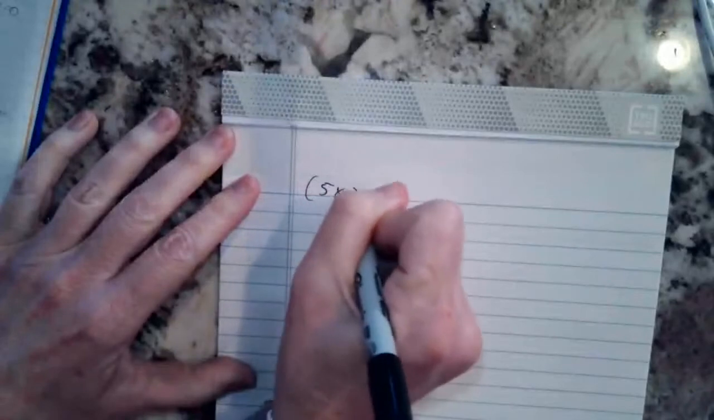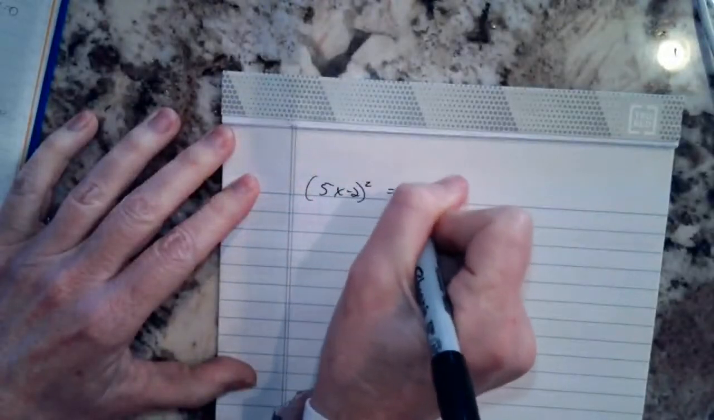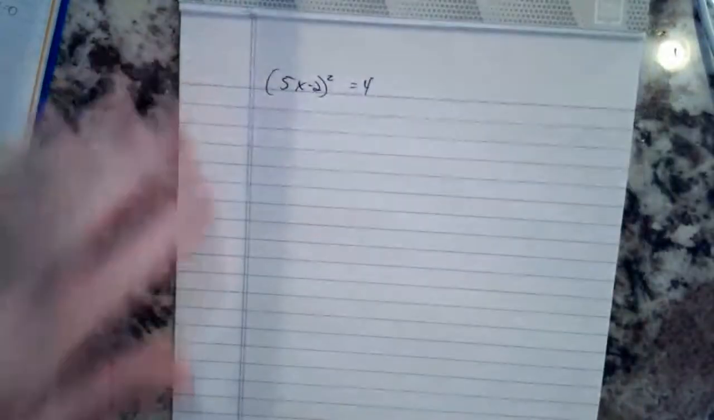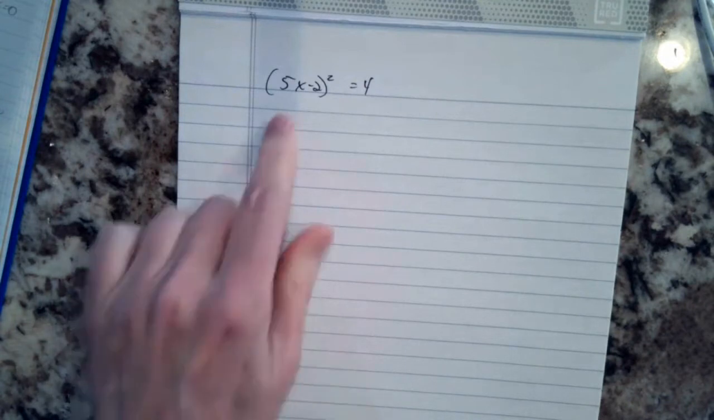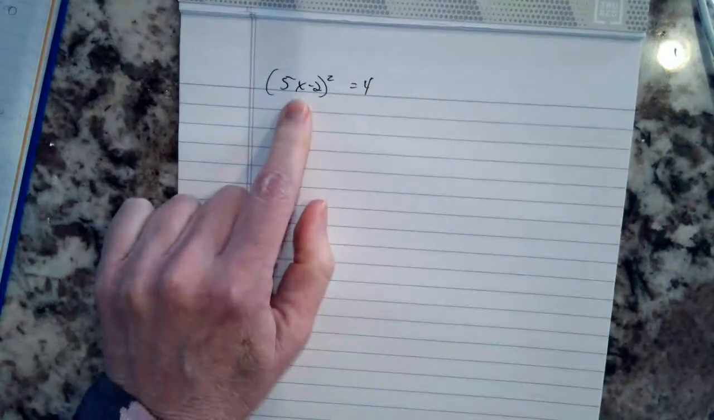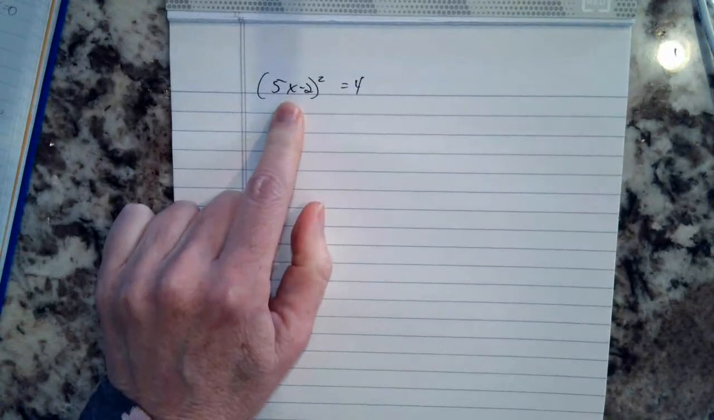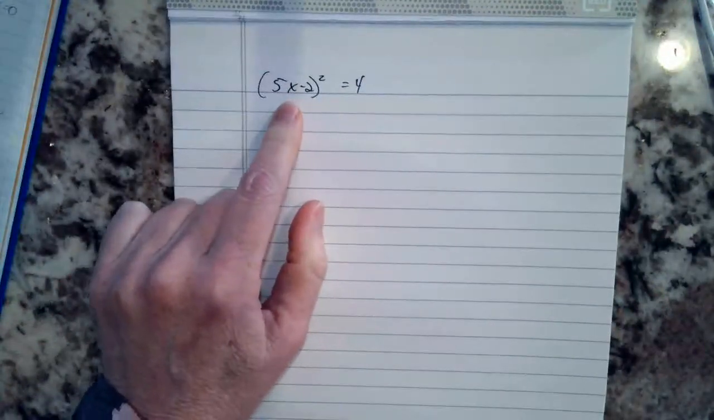Let's look at 5x minus 2 squared divided by 4. Write that for you. 5x minus 2 squared equals 4. We don't need to use the quadratic formula for this one because this is a perfect square. So let's go do the square root property. Let's practice that one a little bit.